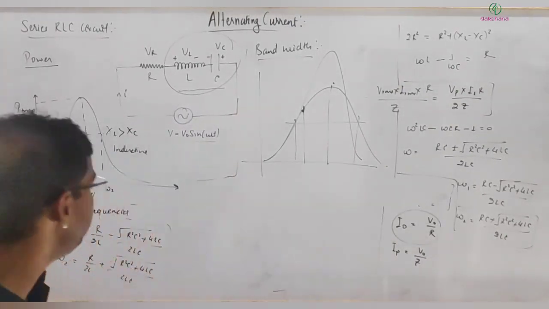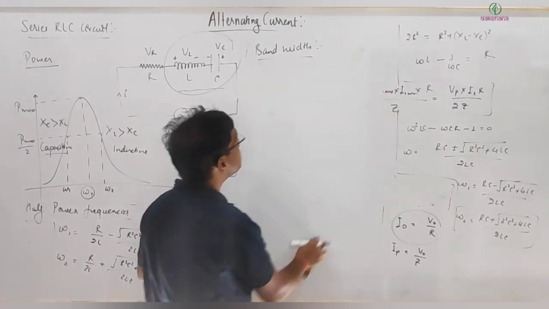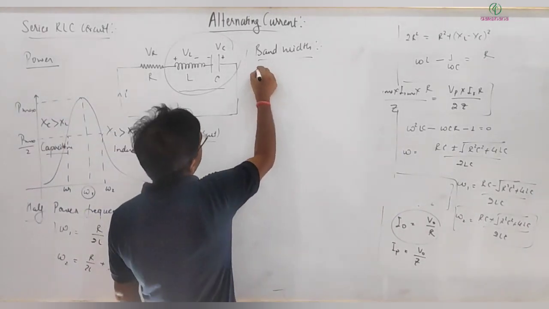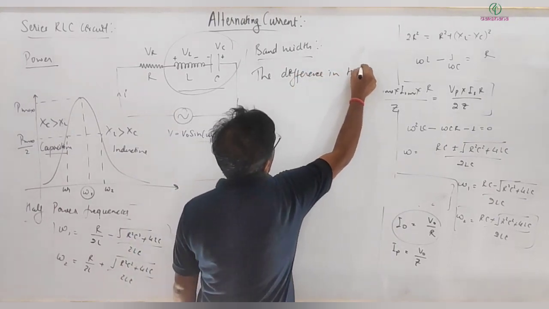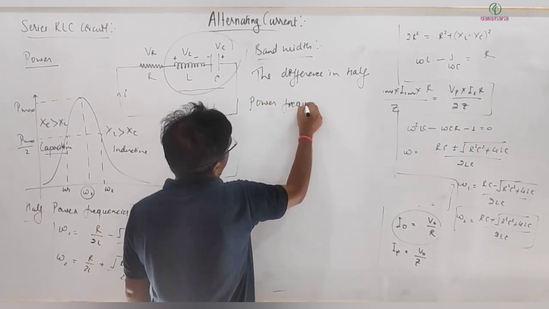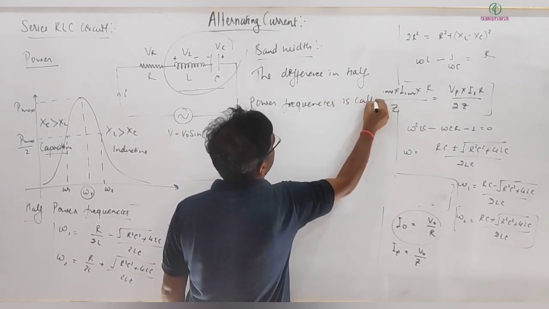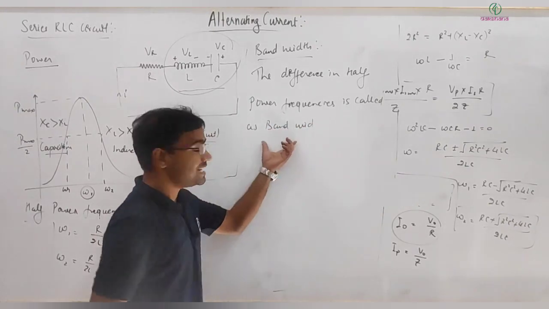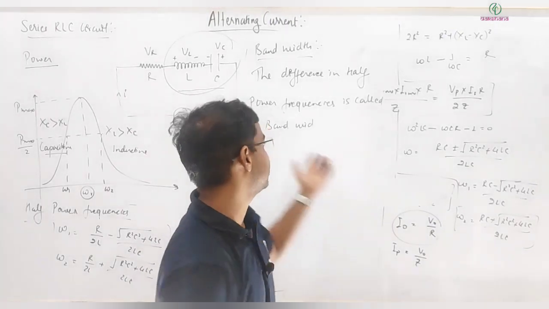So now we got the half power frequencies, and bandwidth we define. The difference in half power frequency is termed as bandwidth. Band, that channel, you might have heard change the band, change the channel. So it's exactly that way.